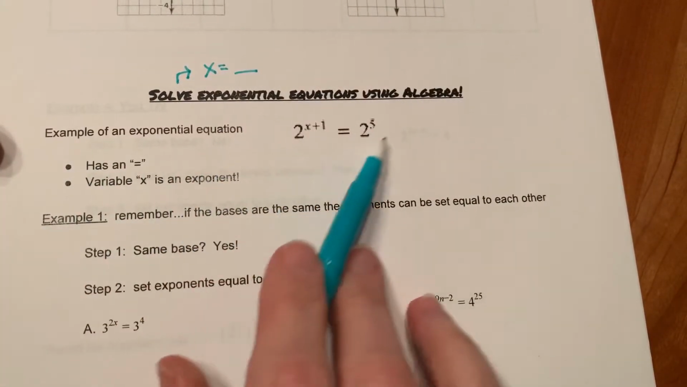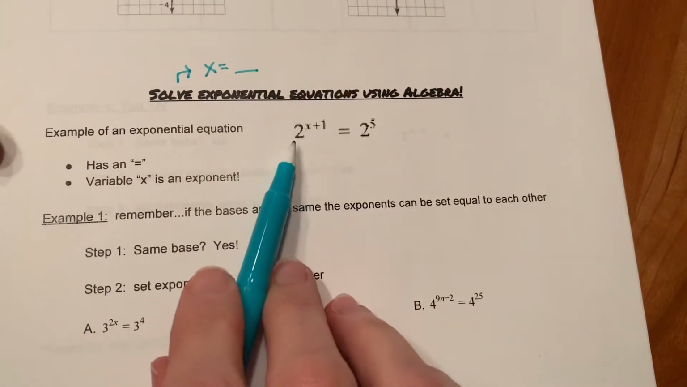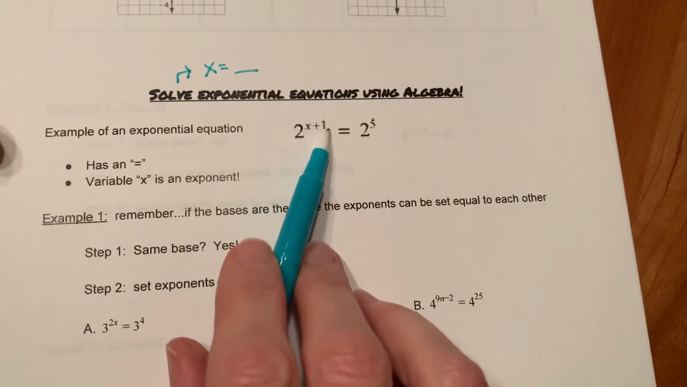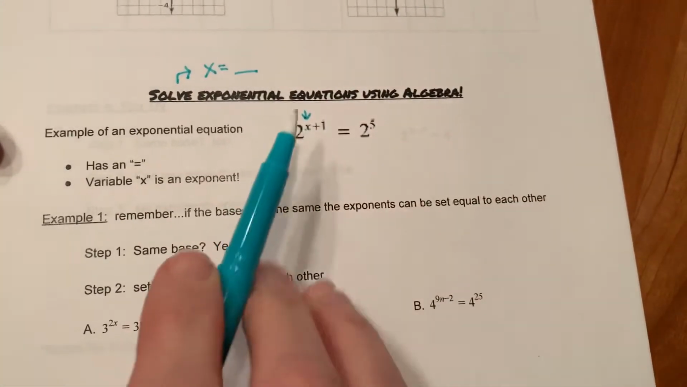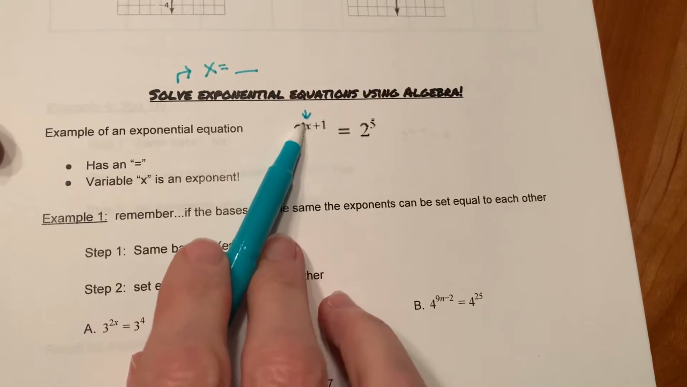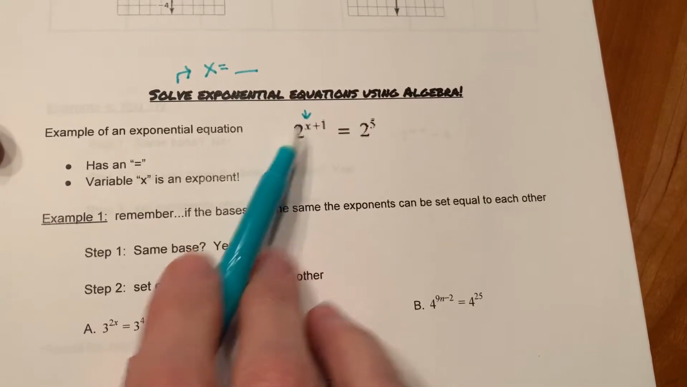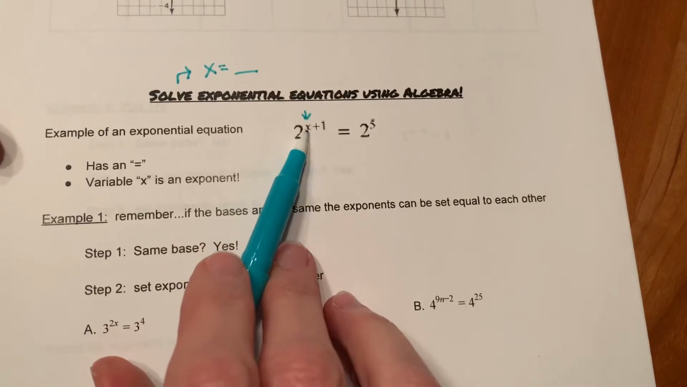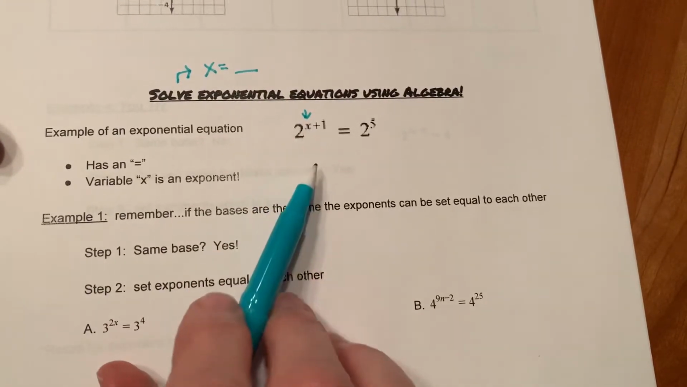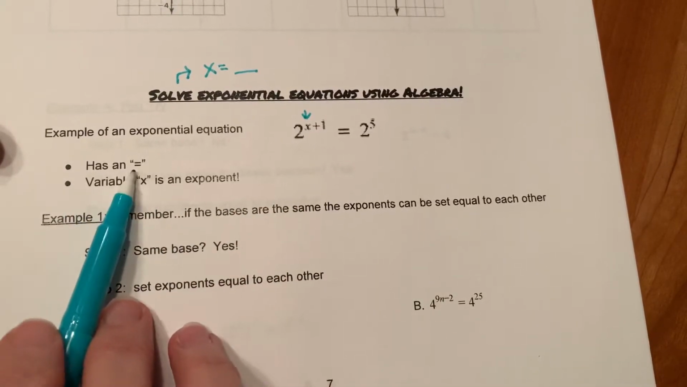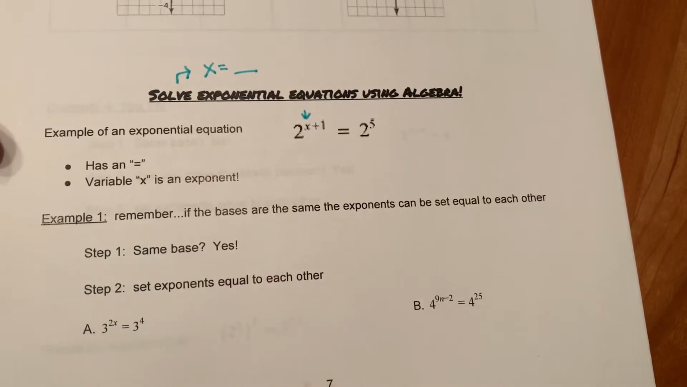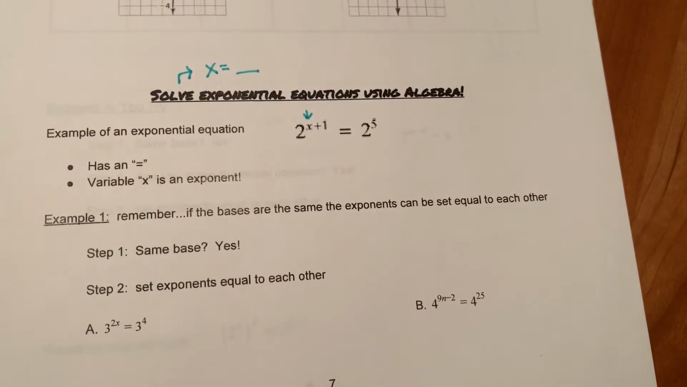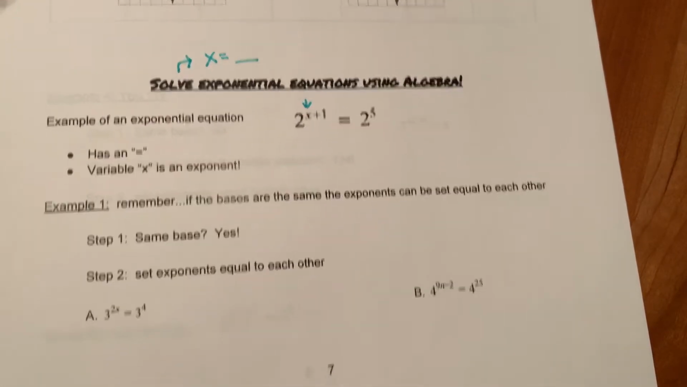So this is an example of an exponential equation. You notice you're going to have a base and an exponent, and your variable is going to be, like I like to say, stuck up here in your exponent. So we need to get that x down out of the exponent in order to solve for x. A couple of things: it has an equal sign and the variable is an exponent. That's why we call them exponential equations, because the variable is an exponent.